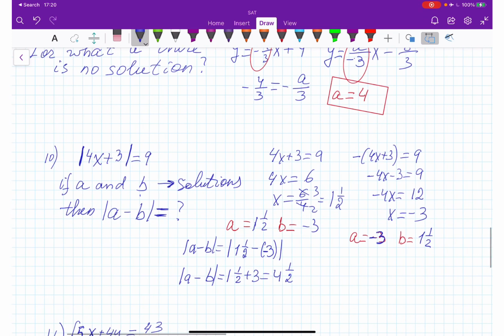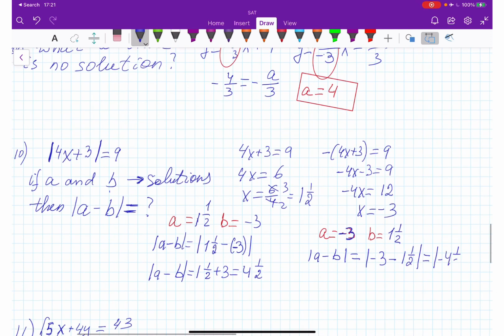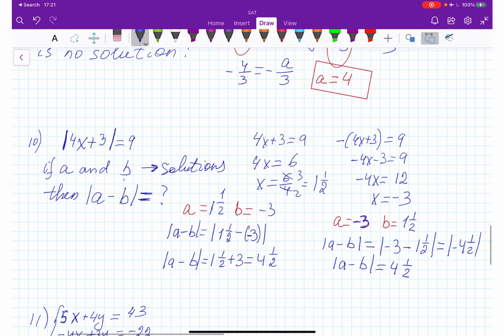Now let's do vice versa. So A minus B is equal to, my A is negative 3 minus 1 and 1/2. Right? So negative 3 and negative 1/2, it's going to be negative 4 and a half. Which means the absolute value of A minus B is equal to positive 4 and 1/2. As you can see, for absolute value, it doesn't matter, we get the same answer. So the absolute value of A minus B is equal to 4 and 1/2.